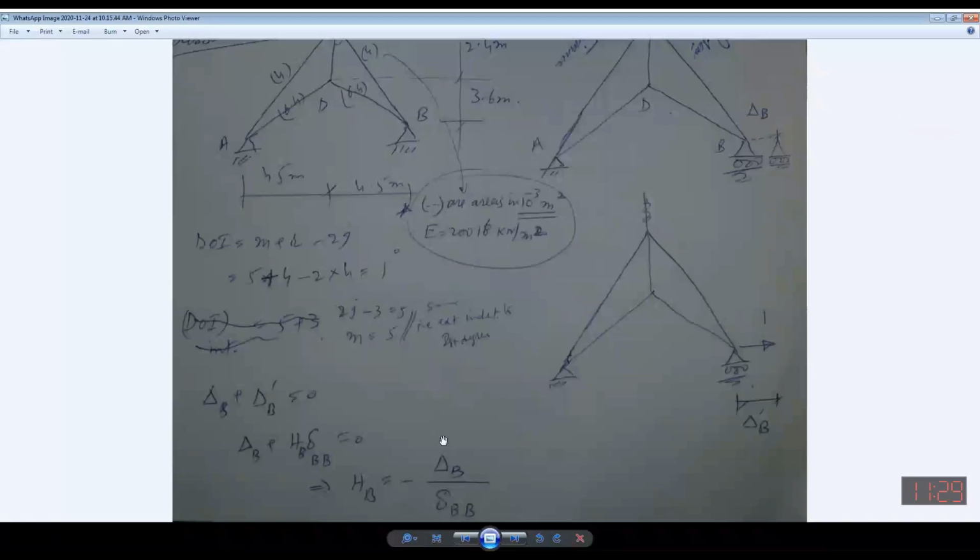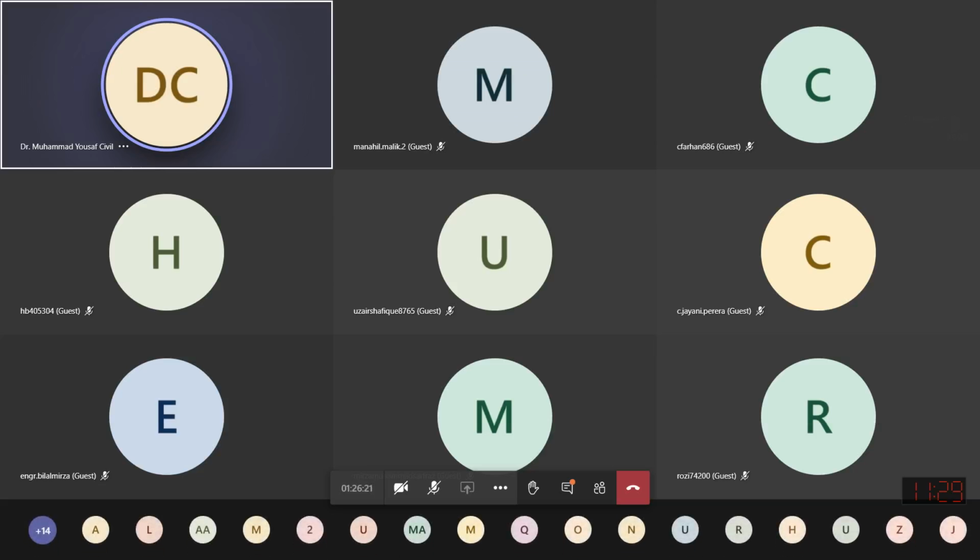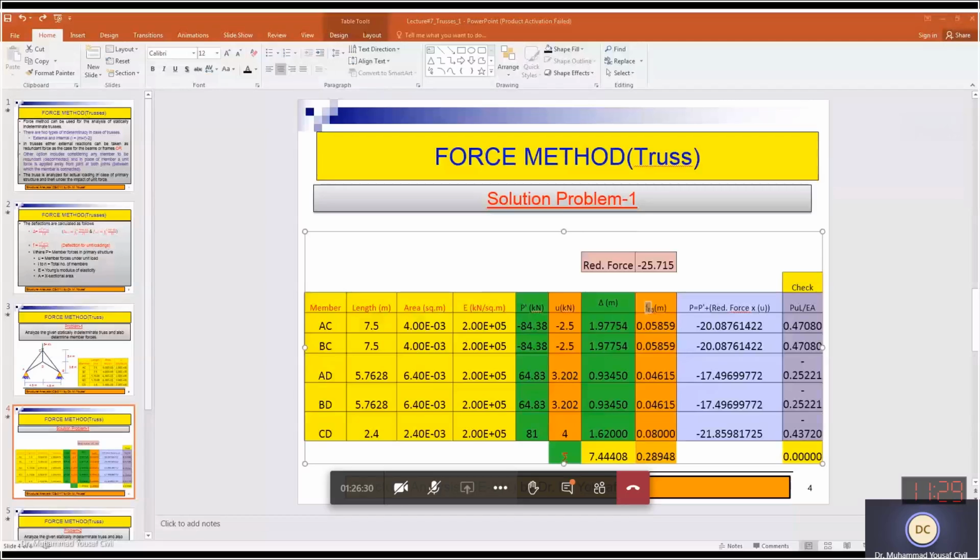Let me know what will be the value of HB. You have calculated both the things, and let me know what is the value of HB. Now this is with you. This is delta B divided by this one.